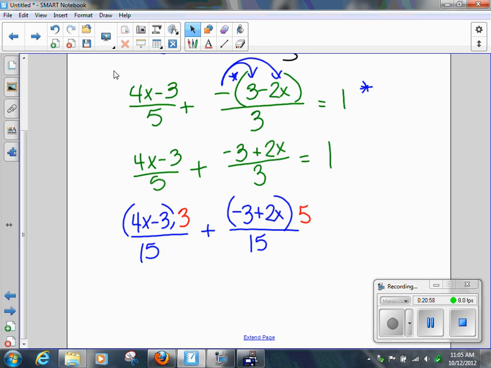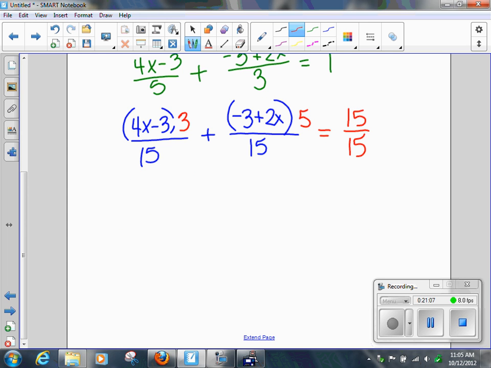You can rewrite it as 15 over 15. You can leave it at 1. It depends upon the way you solve it. I'm going to write 15 over 15 just because. And now, distribute. Those numerators, distribute the numerators.